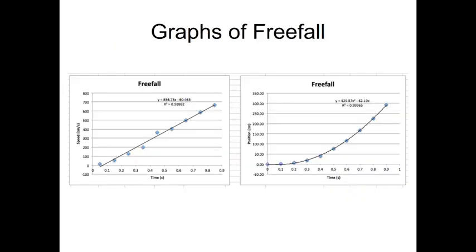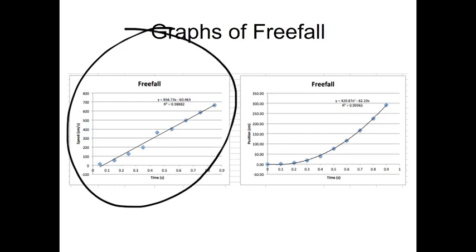Here are a couple of graphs related to free fall. This first graph is a graph of, let's say, velocity. It says speed, but let's call this a velocity graph against time. Now remember, on a velocity time graph, the slope of the line is equal to the average acceleration. So we can see that this object is accelerating, and that the acceleration is essentially constant because the slope of this line pretty much stays the same.